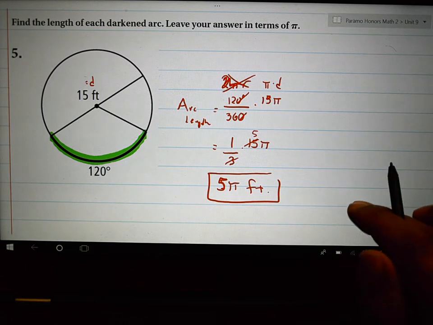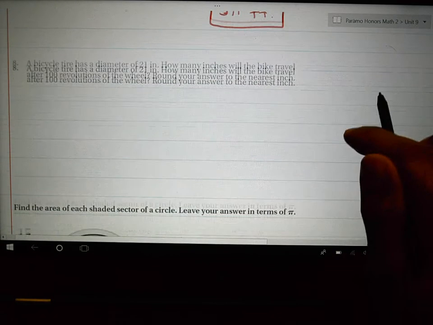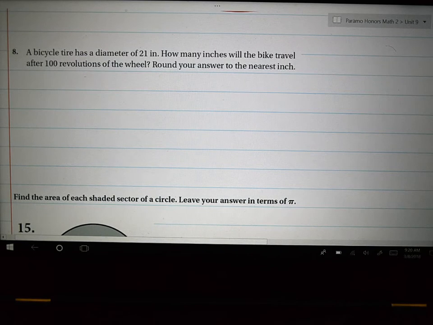We'll do another one. Number 8. This one gets a little bit harder. A bicycle tire has a diameter of 12 inches. How many inches will the bike travel after 100 revolutions of the wheel? Round your answer to the nearest inch.